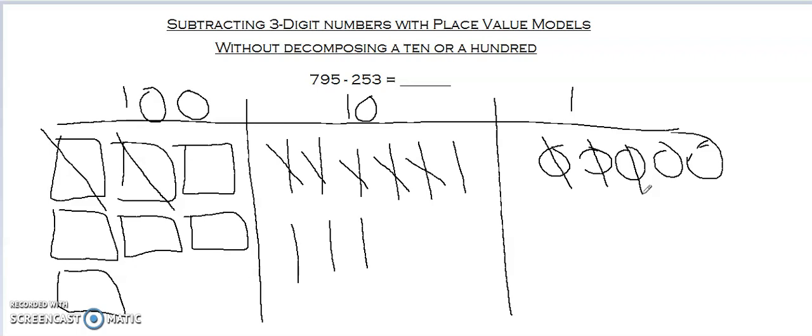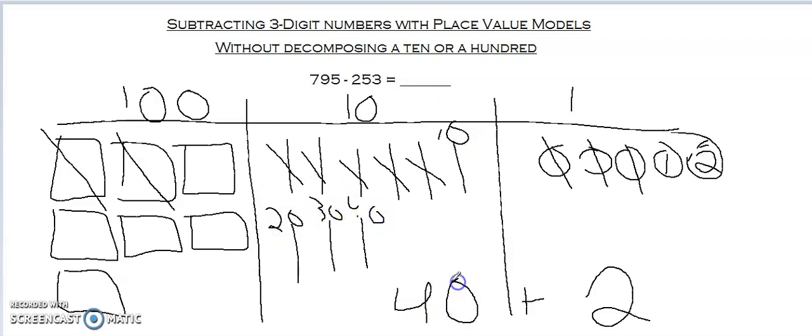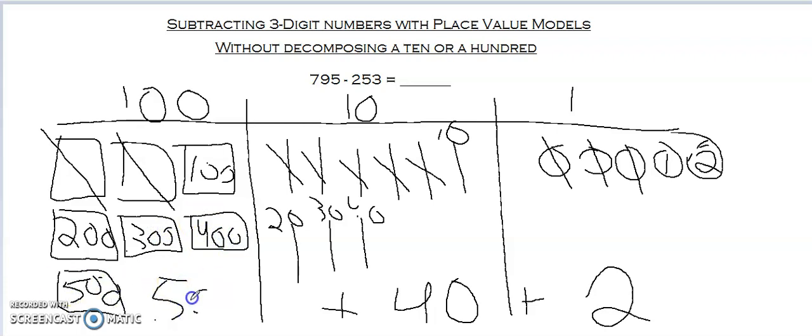I like to count my ones first. You don't have to, but I just like to. I have 2 ones, 10, 20, 30, 40, 100, 200, 300, 400, 500. So I have 500 plus 40 plus 2, which is 542.